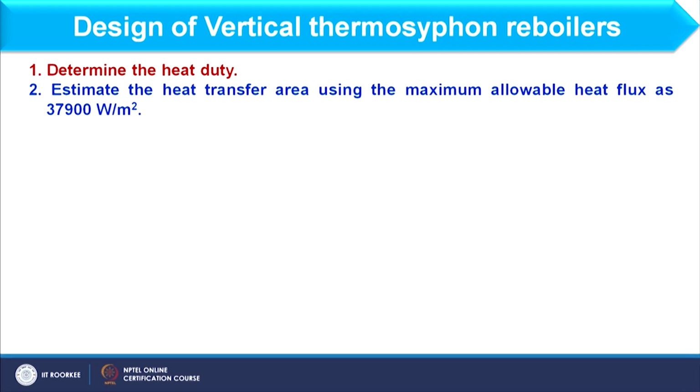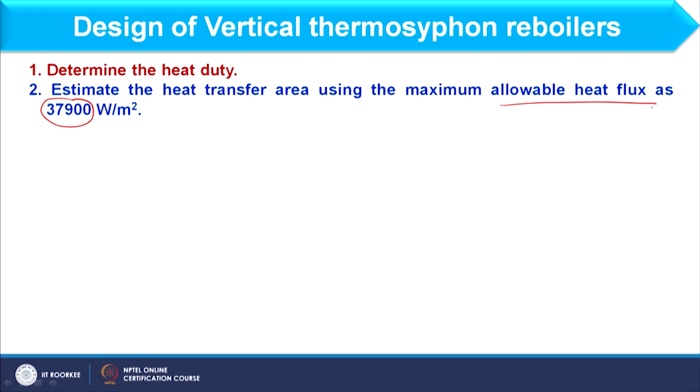So, once I have the heat duty, what can we consider next? If you remember the last lecture, we discussed the maximum possible heat flux available in the vertical thermosyphon reboiler, and its value comes as 37,900. So, we will start with the maximum allowable heat flux, so that this heat flux should never be exceeded during the design. Because the whole design will depend on this value only.